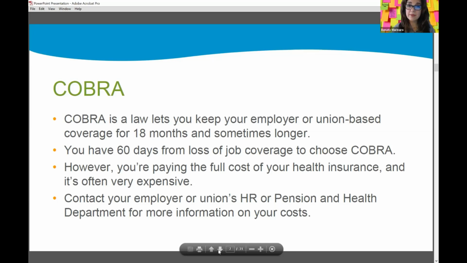The thing that's not so nice about COBRA is it's very expensive. So when you have a job, your employer subsidizes part of your health insurance premiums. Usually it's 50% or more. When you have COBRA, you're paying the full cost for your health insurance premiums. So I don't know if any of you are equity members, but if you are an equity member, you're paying $100 every quarter when you have earned eligibility, but you're paying $1,000 a month when you have COBRA. So COBRA can be very, very expensive.